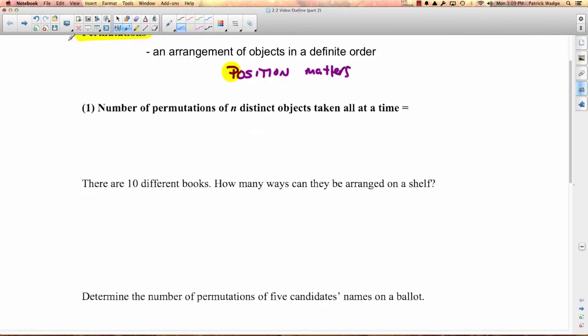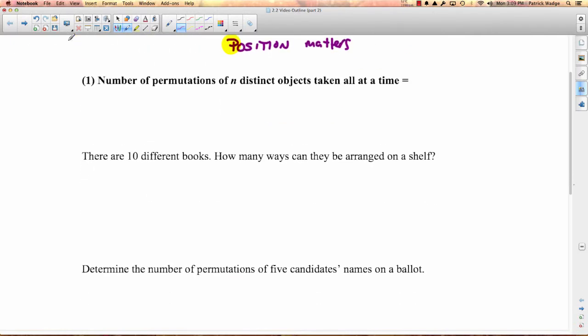Okay, so there's three different types of permutation questions basically, and we're going to look at two of them today. The first type is the number of permutations of n distinct objects taking all of them at a time. That sounds complicated, but actually you've already done this. This is a question where you have a bunch of things and you want to see how many ways you can arrange all of them. For example, there are 10 different books. How many ways can they be arranged on a shelf? So we're going to put all 10 books.